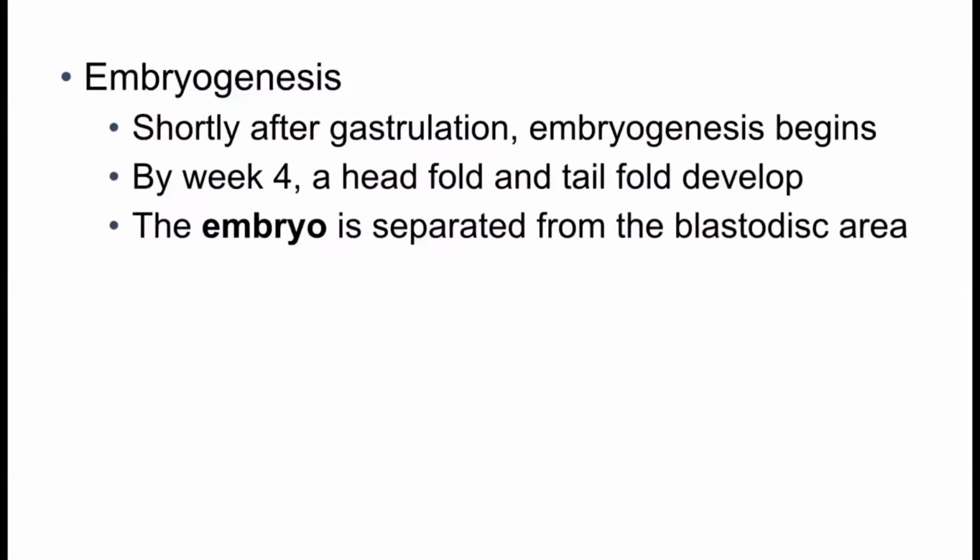So embryogenesis, the development of the embryo. Shortly after gastrulation, embryogenesis begins. By week 4, a head fold and a tail fold start to develop. The embryo is separated from the blastodisc area and starts to form on its own.